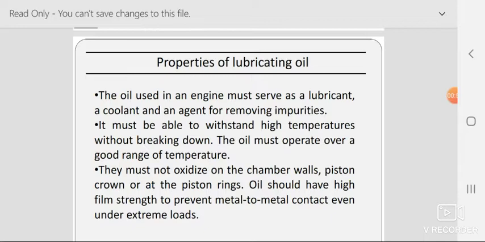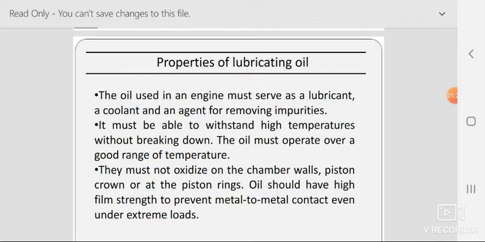Properties of lubricating oil. The oil used in an engine must serve as a lubricant, a coolant and an agent for removing impurities. That means it is not only a lubricant to remove friction, it also works as a coolant, it cools the engine, and an agent for removing impurities. So whatever impurities, dirt particles, etc., there are filtered by it. It washes away the impurities from the system. That means if the dust particles are connected to the system, dust particles are no more in the system.